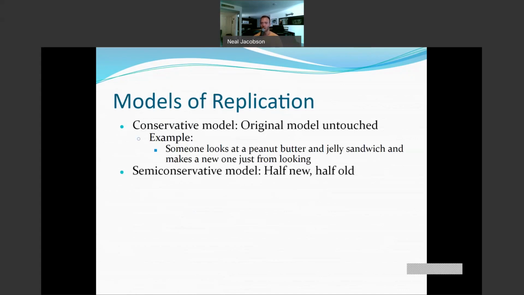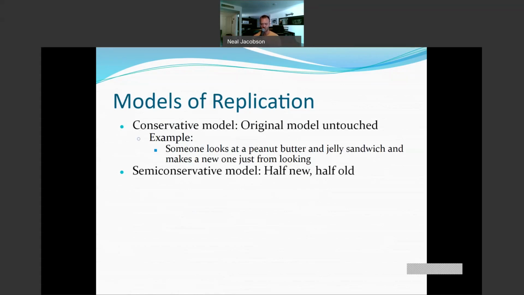Now the semi-conservative model, spoiler alert, is actually how it works. The way the semi-conservative model works is you have a peanut butter and jelly sandwich. The DNA halves separate from each other. You look at the peanut butter half and you say, okay, that needs a jelly half. So you make a new jelly half and put it on top of the old peanut butter half. You then look at the old jelly half and you say, man, that needs some peanut butter. So you take a new piece of bread, put peanut butter on it, and then put that on the old jelly half.